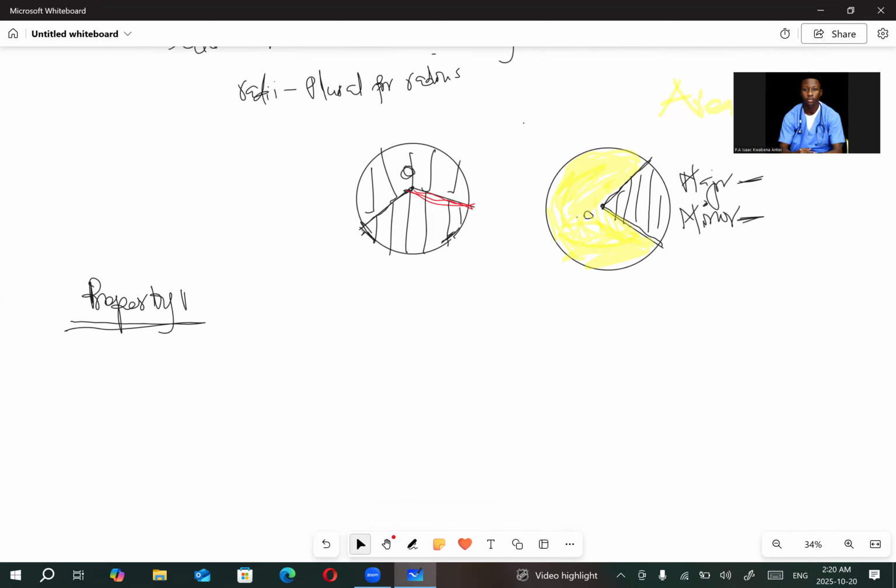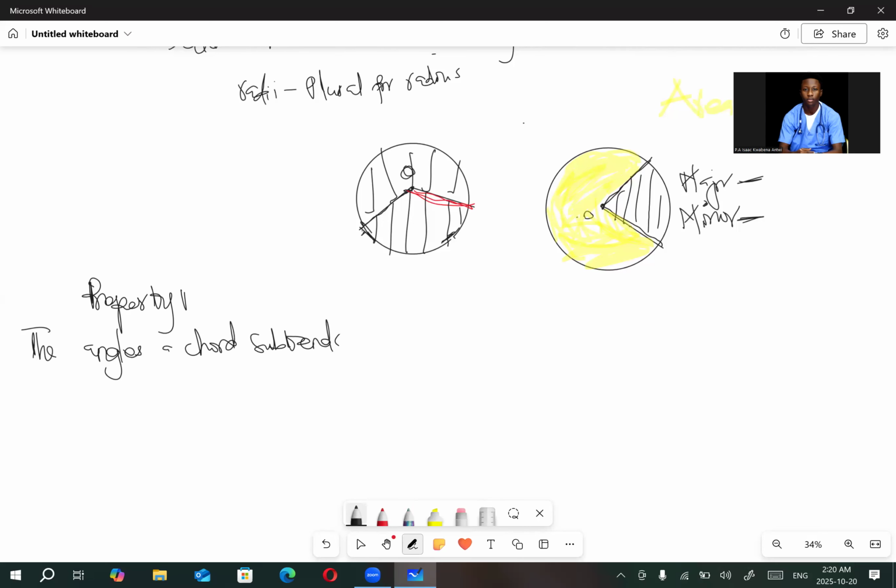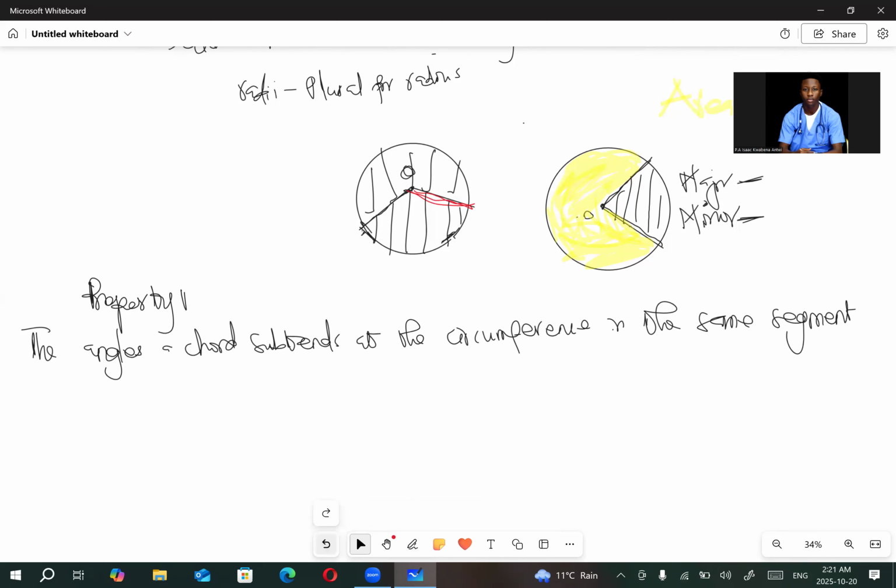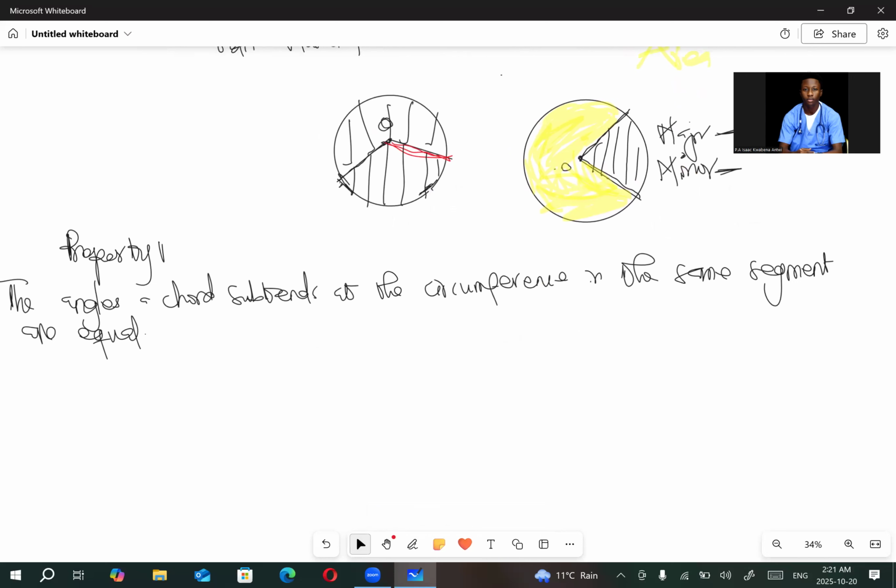Let's write. The angles a chord subtends at the circumference in the same segment are equal. Let me know when you are done writing.